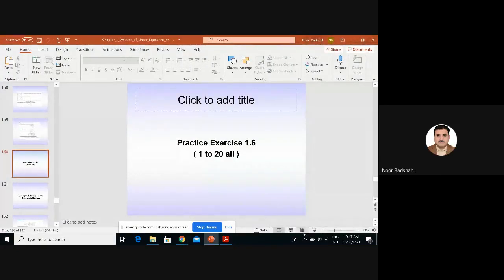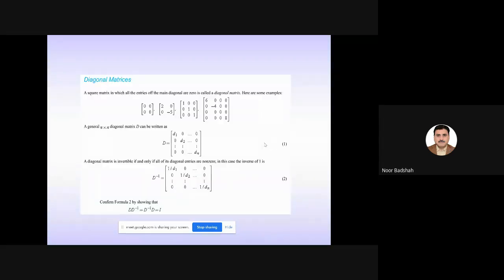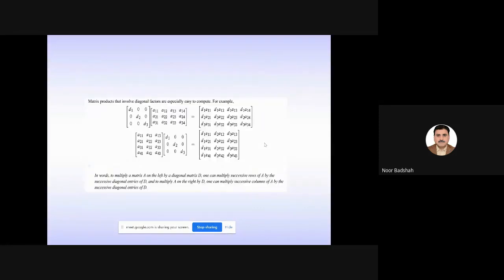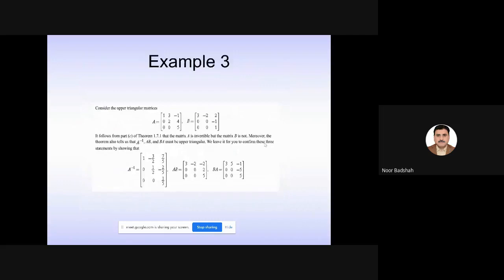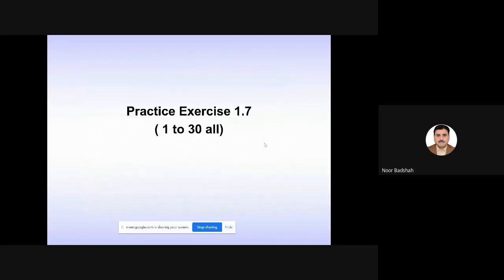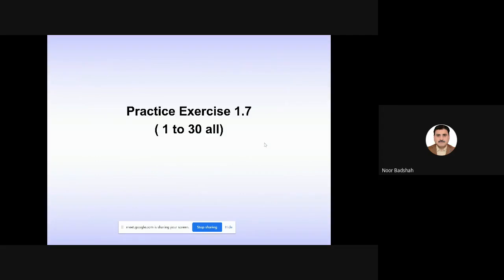Okay, so let's talk about some more matrices. A very simple diagonal matrix, triangular matrices and symmetric matrices. Do you want me to discuss it for you, or do you know it yourself? You will do that. Check it yourself. Very simple matrices, simple discussions. Then I will do exercise 1.7 as well. I'll be talking about applications of linear systems in the next lecture, inshallah.